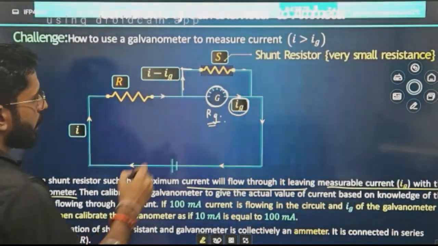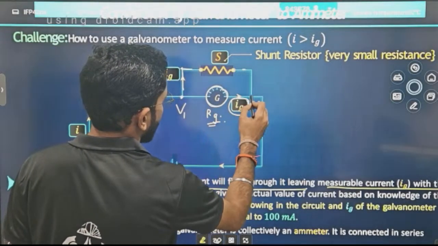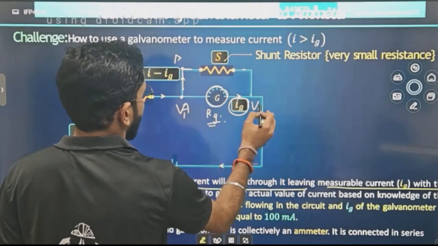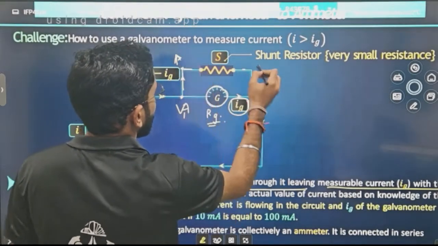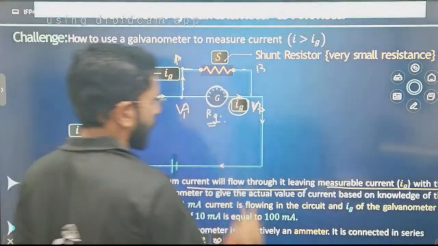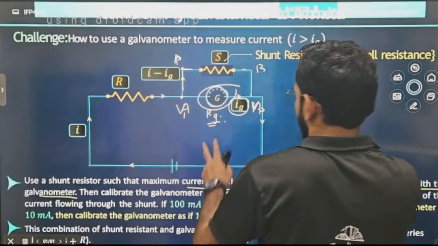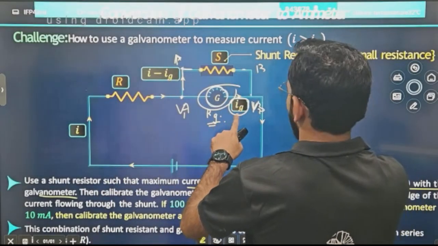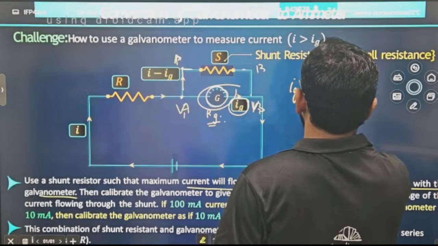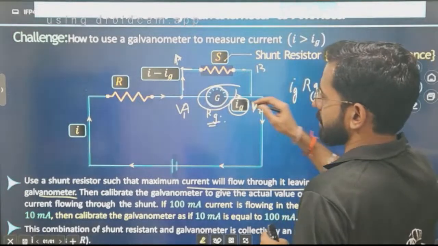Now, let's suppose the potential difference is V1 minus V2, and it will be the same for both of them. Let's name these points A and B. So Va minus Vb will be the potential difference for both the shunt resistance and the galvanometer. So what can I write for the potential difference across G? The current is Ig and the resistance is Rg. So I will write Ig into Rg is equal to, because the potential difference across both of them is equal, since there is a parallel combination.